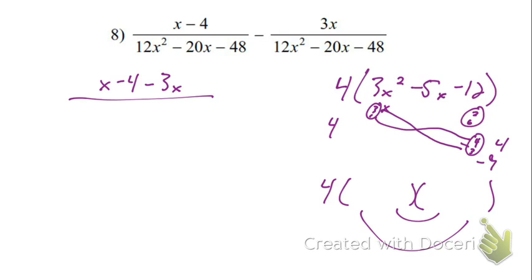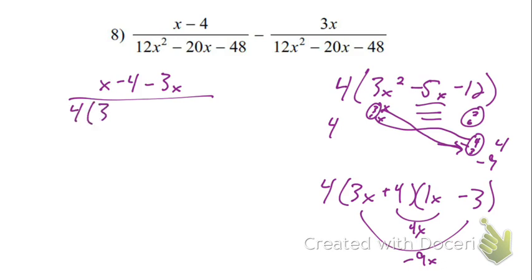these are my x's. Can't forget about them, even though you want to. My 3x pairs up with the negative 3. My 1x pairs up with the positive 4. So that gives me my 4x. This gives me my negative 9x. And that's how I got my negative 5x there. So my denominator is 4, parentheses, 3x plus 4, and then x minus 3.